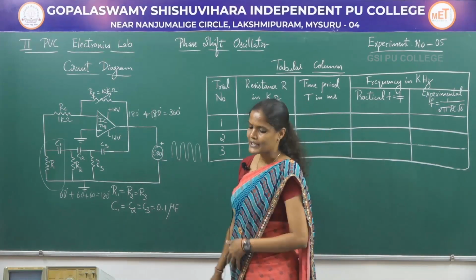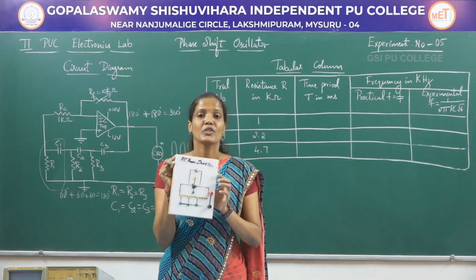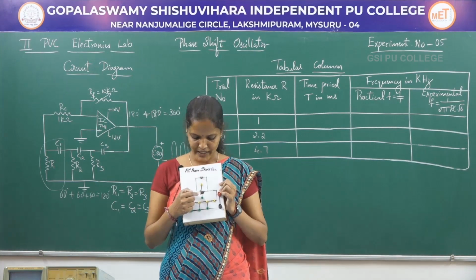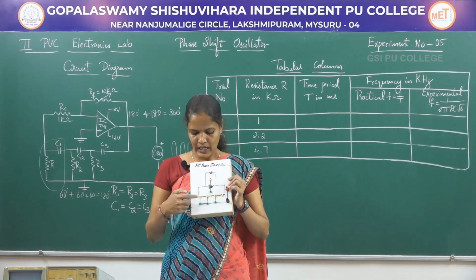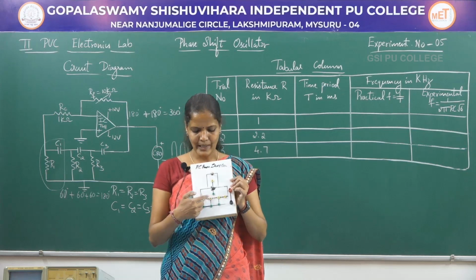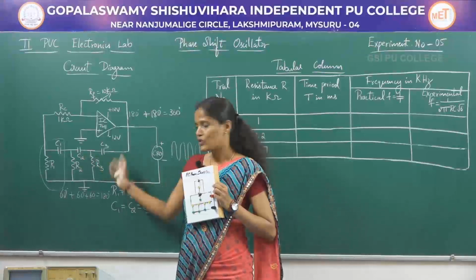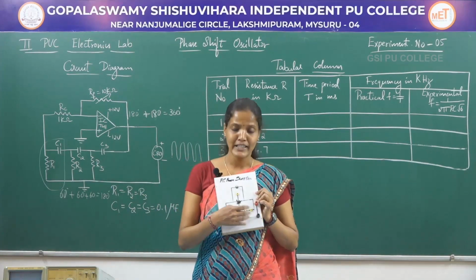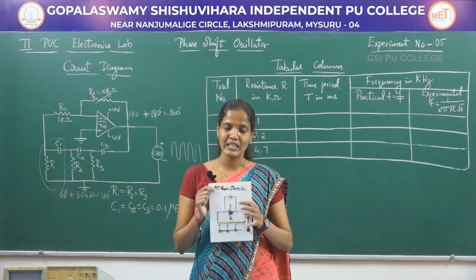For this experiment, I will be using a ready board. Here I have an op-amp. Op-amp is nothing but an 8-pin IC. It has already been soldered inside. I am using three capacitors. These are the three capacitors, C1, C2 and C3. R1, R2 and R3 must be connected in between these circuits. So let's begin with the circuit connection of this experiment.